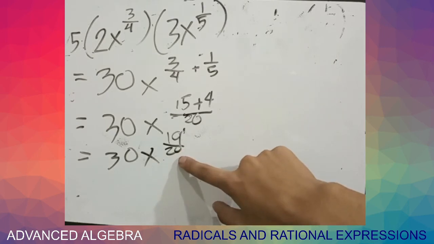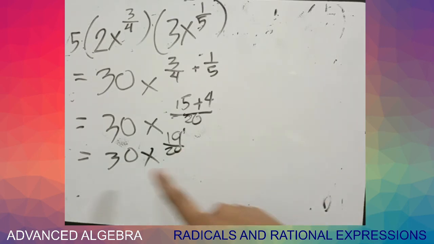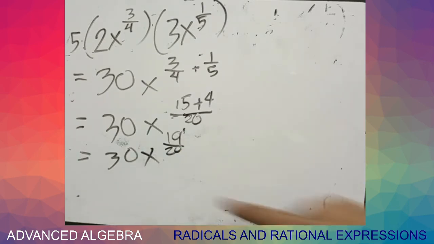So, yung 19 over 20 power po ba, exponent din ni 30? No. Exponent lang siya ni x. Okay? So, mag-provide pa tayo ng isang example.